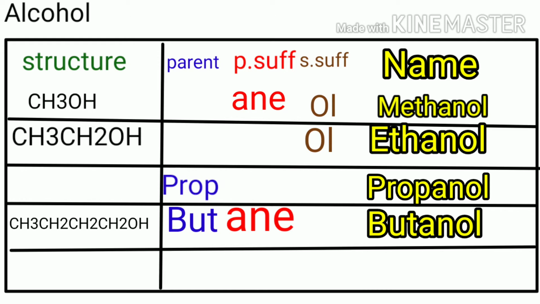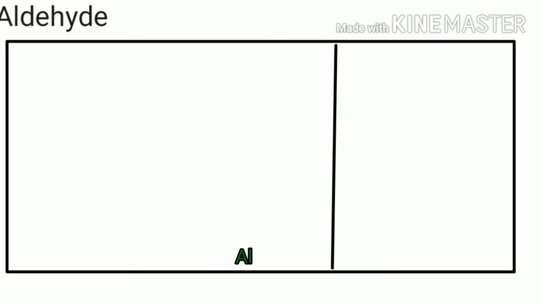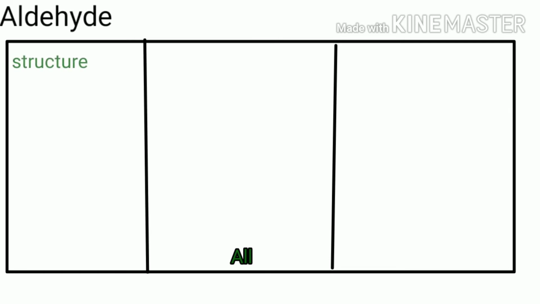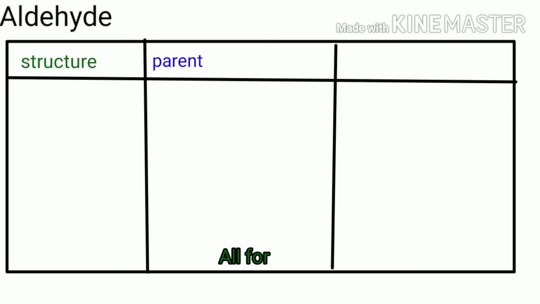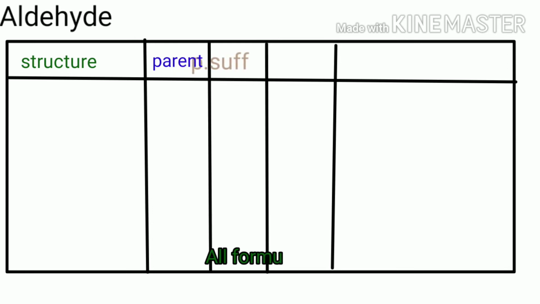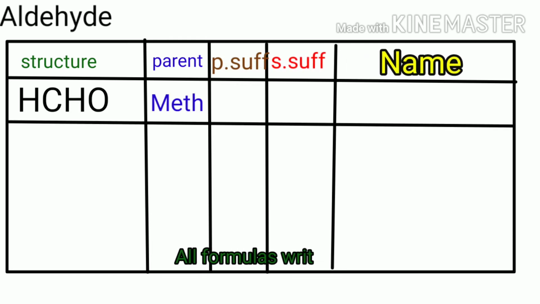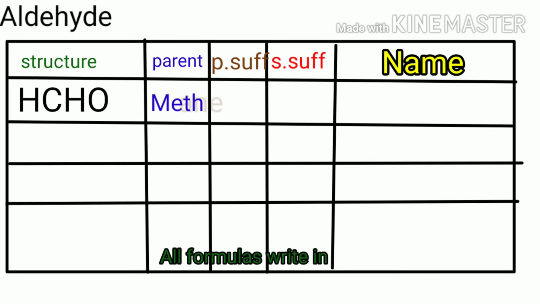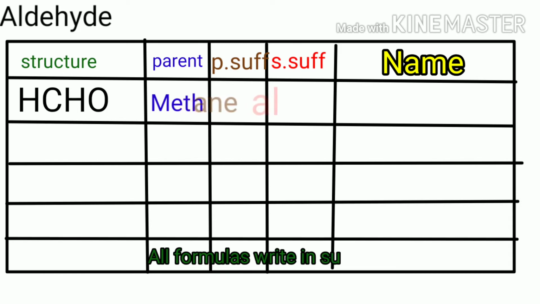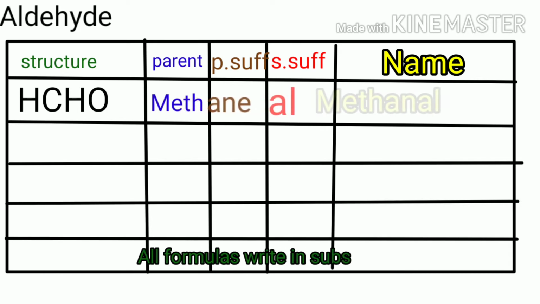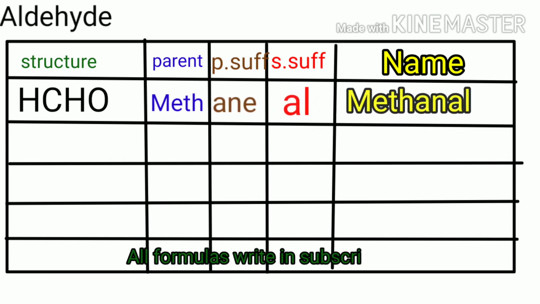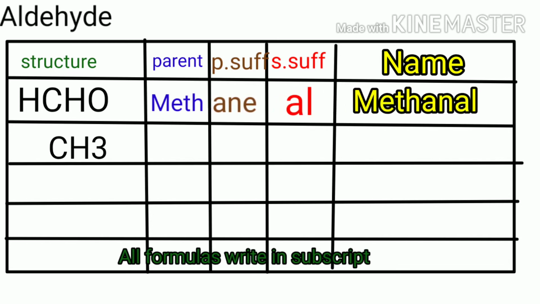Functional group: aldehyde. For aldehyde, the secondary suffix AL is added. The symbol of aldehyde is CHO. So the name is parent plus primary suffix, then secondary suffix. The first one has number of carbons 1. So the parent is meth plus ANE. CHO is present, so the secondary suffix AL is added. Then the name is methanal.